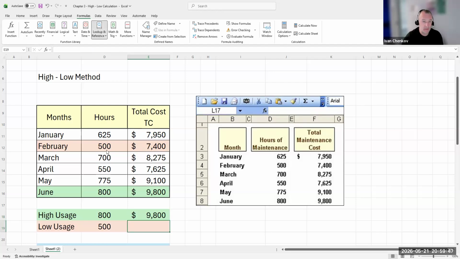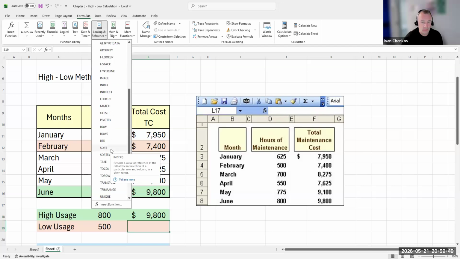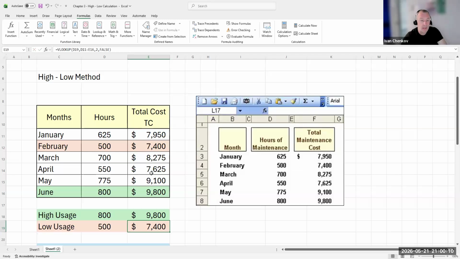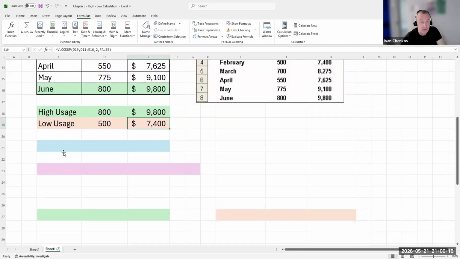Again, vertical lookup. You're going to use the formula. What we're chasing is the value 500. We want to find it in this table, in the first column of the table. If you find it in the first column, then take the information from the second column. If not, false. And we get in February $7,400.